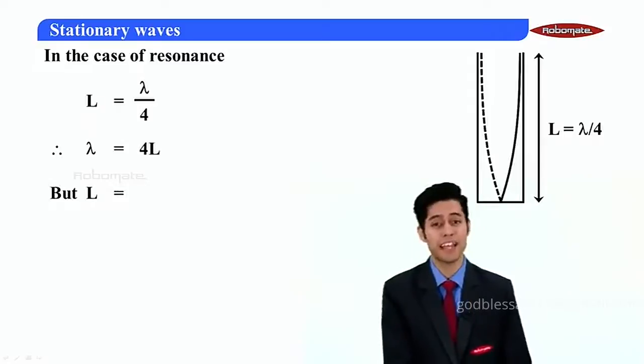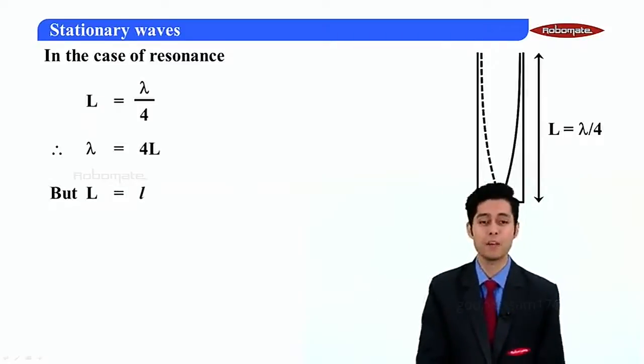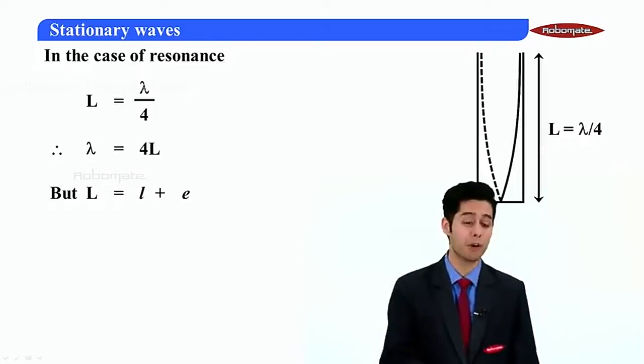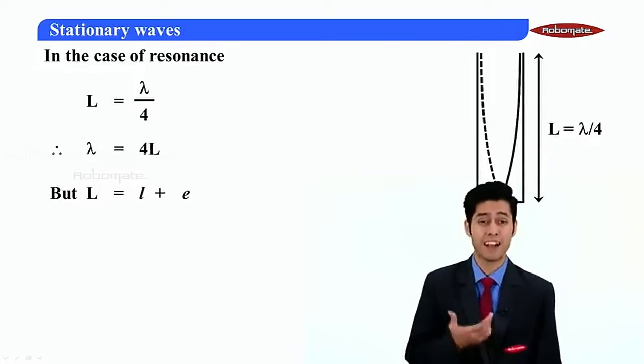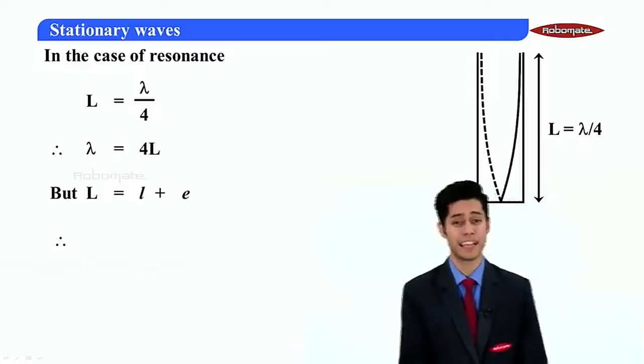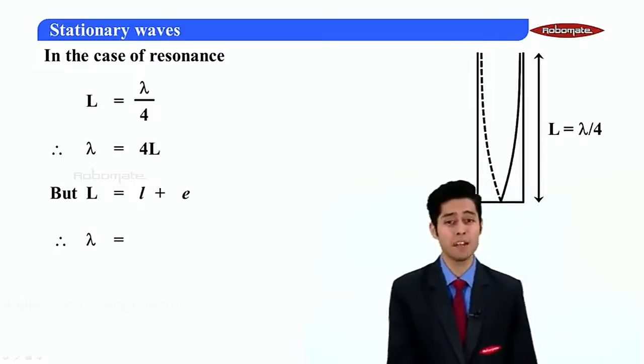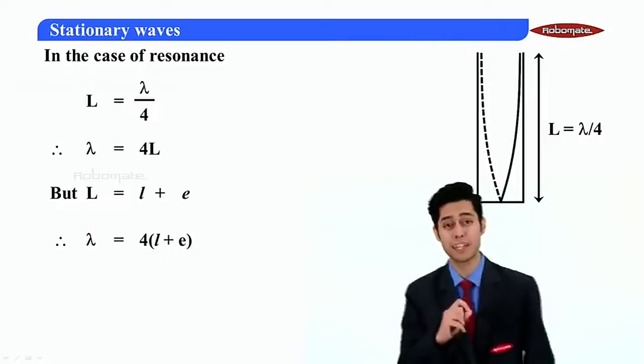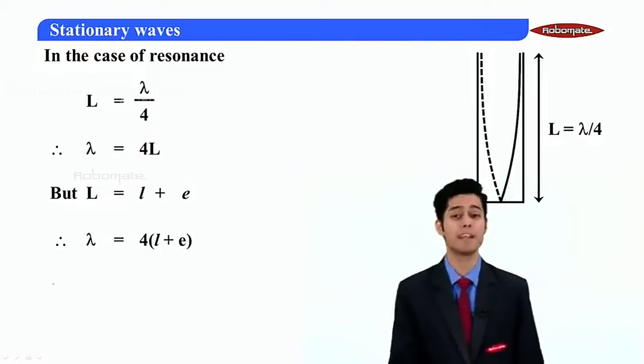But I know that with end correction, L will be equal to small l plus E, where we know that E is equal to 0.3D. So I'll remember that while solving these problems. Again, moving ahead, I know that lambda will be equal to 4 times capital L. Now capital L is replaced by small l plus E.